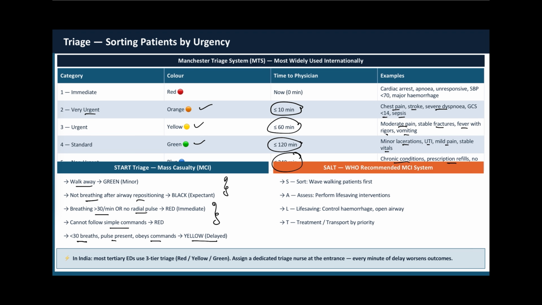Okay, what is SALT? In SALT, we have Sort, Assess, Life saving, do the life saving hemorrhage control or any life saving intervention. The last T is the Treatment or the Transport.